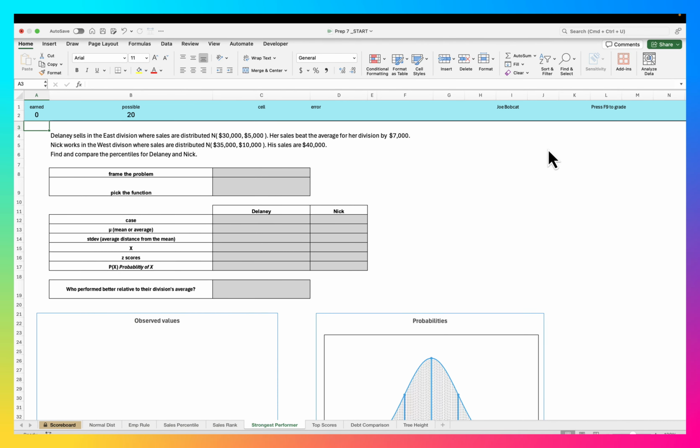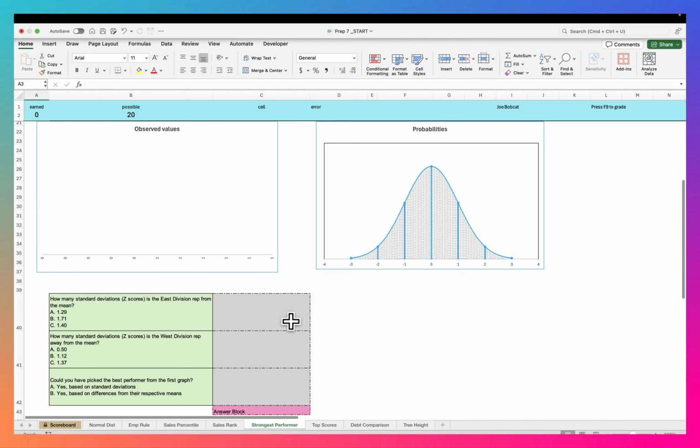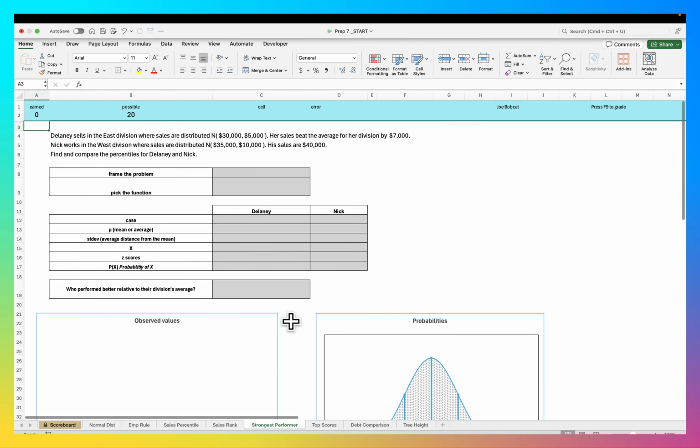Welcome back. Now in this tab and in the tabs that follow, we're going to kick it up a notch, because in most cases there will be a comparison, one person against another. And then we're also going to throw in some multiple choice questions at the bottom, just to have you reflect on your knowledge.